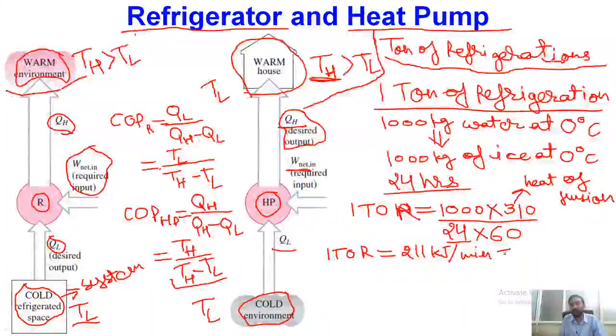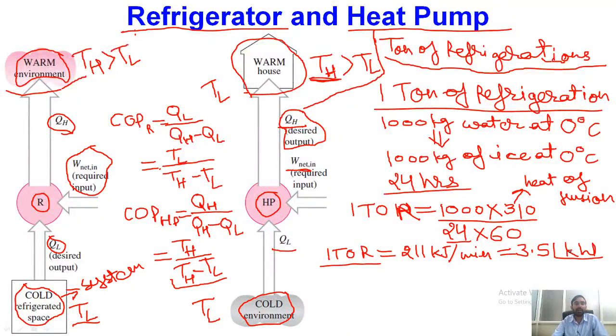Similarly, if we convert this amount of heat into kilojoule per second, we will finally find 3.51 kilojoule per second, which I can directly write as kilowatt. Okay, so this is the definition of 1 ton of refrigeration. So if you go to the market and purchase an air conditioning unit of 3 tons of refrigeration, that will be equal to 10 kilowatts.